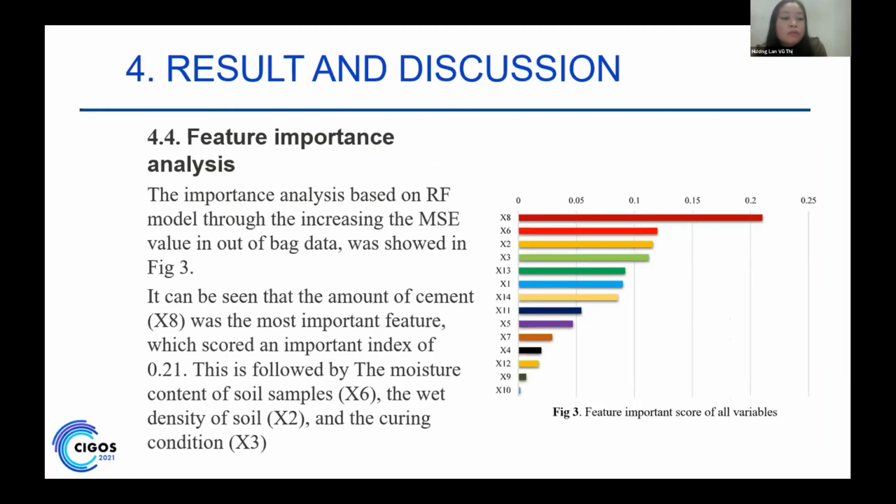4.4 Feature importance analysis. The importance analysis based on the RF model through the increase in the MSE value in out-of-bag data was shown in fig 3. It can be seen that the amount of cement, x8, was the most important feature.